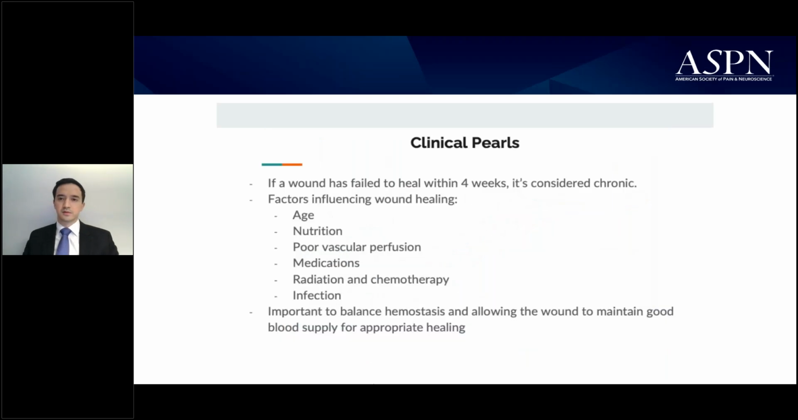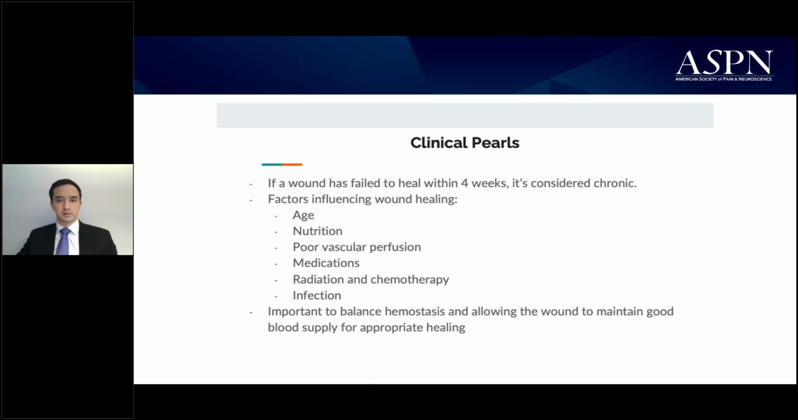So finally, I want to leave you with some practical clinical pearls and commentary about why it's so important to understand these basic principles behind wound healing. Understanding the normal progression of wound healing, as we just saw, allows us to consider factors that might contribute to chronic wound formation. A wound that has failed to heal within 4 weeks should be considered chronic, and certain factors can increase a patient's risk for falling into this category.